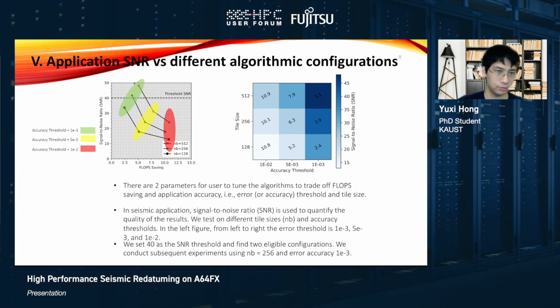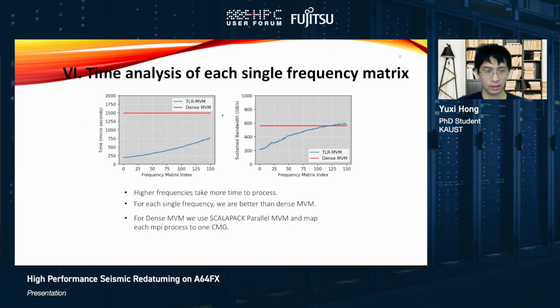We finally get two eligible configurations. We conduct a subsequent experiment using NB equals 256 and error accuracy equals 1e-3. On the left, it is a flop saving heat map. And let's check the time analysis of each single frequency matrix. The red one is the dense NVM, and the blue one is the TR-NVM.